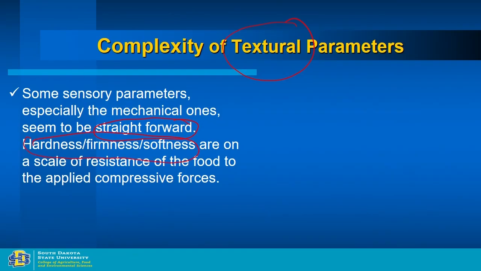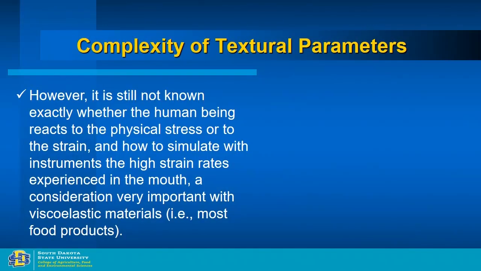firmness and softness. That's why in the beginning I said that texture profile analysis gives you a lot of information, but the only information I trust is the hardness value. Everything else, to me, is a subjective test. Other than hardness and firmness or softness, it's still not known exactly whether the human being reacts to physical stress or to strain, or how to simulate with instruments the high strain rates experienced in the mouth. It is a very important consideration with viscoelastic material.